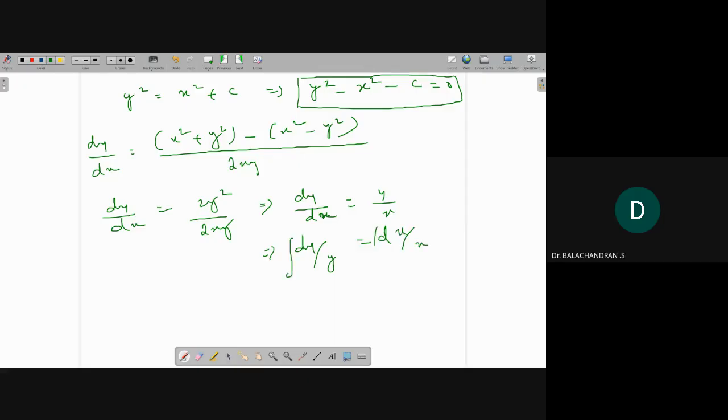Now integrate on both sides. So here, log y equal to log x. But I think most of you write log c only instead of c. This implies log y equal to log a plus log b. So log of c into x. So from this y equal to cx, or y minus cx is equal to 0.